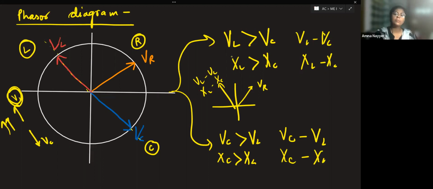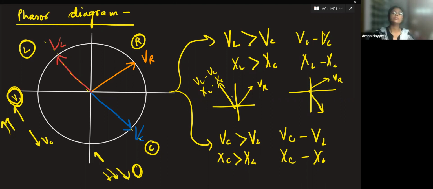And now how will you depict the phasor? This is VR. This time, see, if two vectors are in the opposite direction, this one has the greater magnitude, so the net resultant will be towards this only. And this side will become VL minus VC or XL minus XC. Understood this part, why we are having two cases?